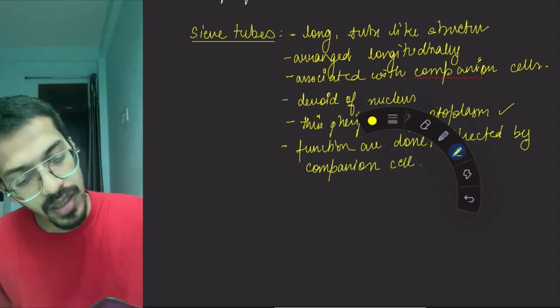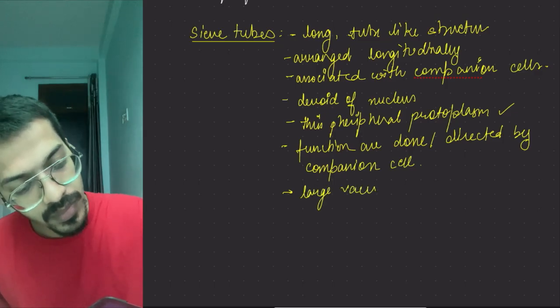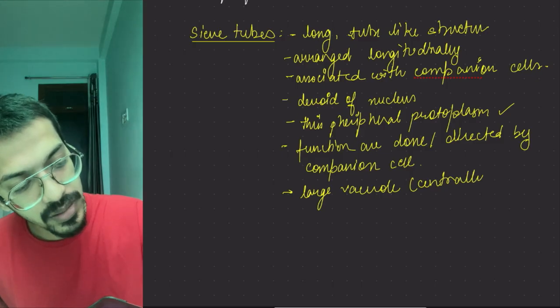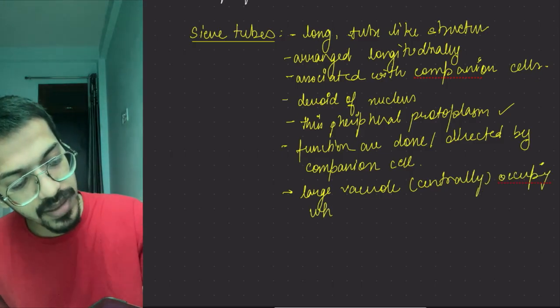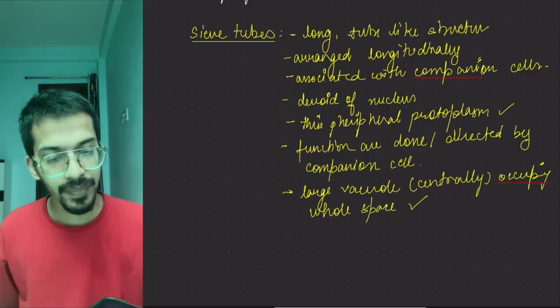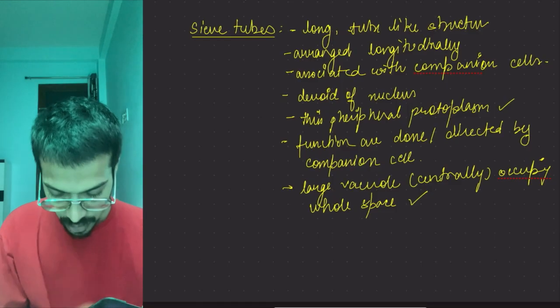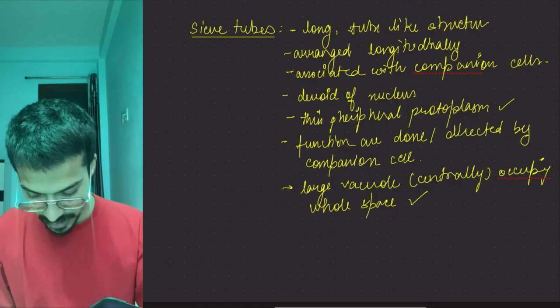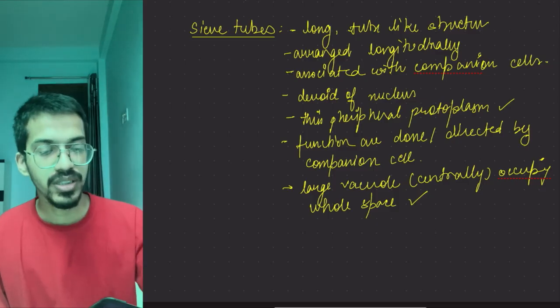Next, large vacuole, centrally occupying the whole space present. Yeah, and they help in the conduction of the substances. Okay, so that is the mature ones. So it's everything we have done about the sieve tubes.